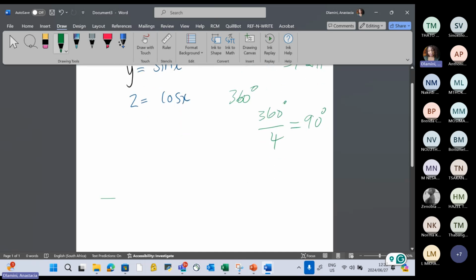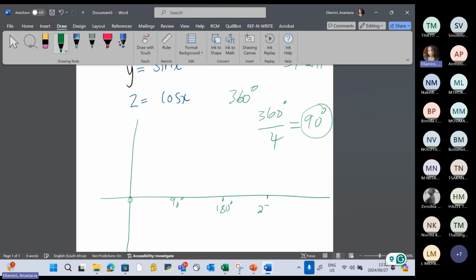Because we want to draw the graph, we go to our Cartesian plane. This will indicate the interval, meaning we start at 0, come to 90 degrees. After that, what is 90 degrees plus 90? That's 180 degrees. What is 180 plus 90? That is 270 degrees. And then 360 degrees. Are we all together, guys?